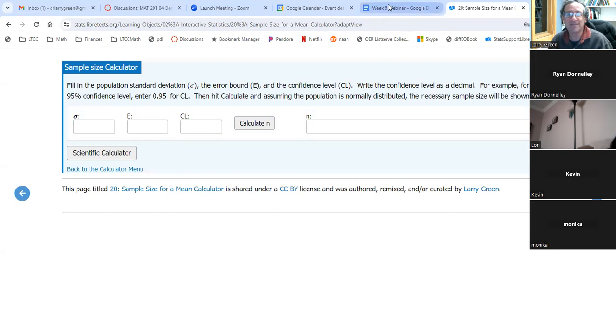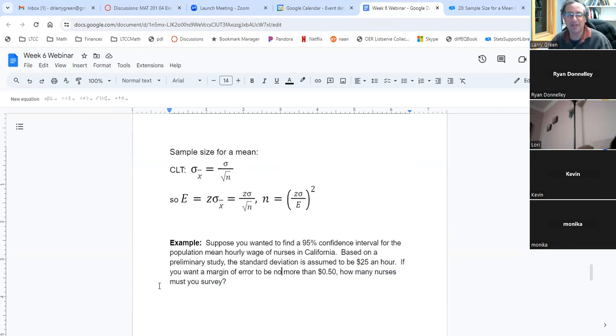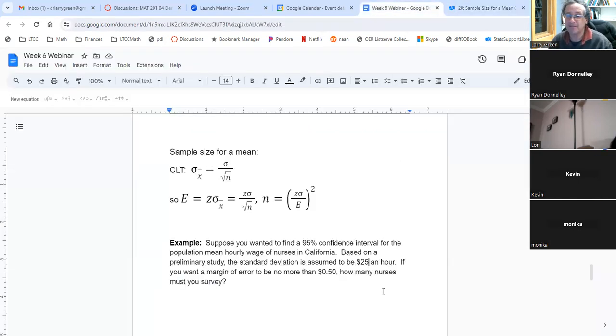So sigma was what? Based on this example, what was sigma? Yeah, sigma is 25. That's our standard deviation. So it's important to understand these symbols. Sigma is standard deviation, that's 25. E, what's E? Based on the question? Yeah, that's the 0.50, because that's your margin of error.